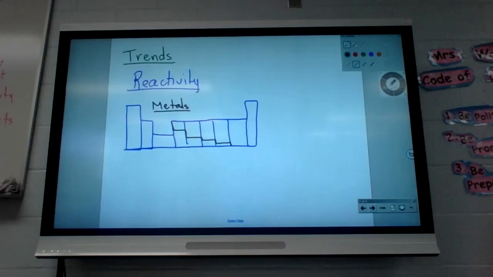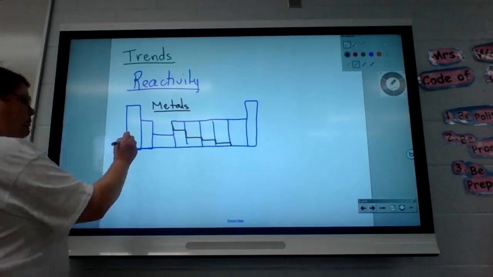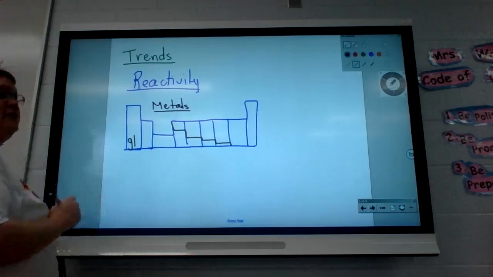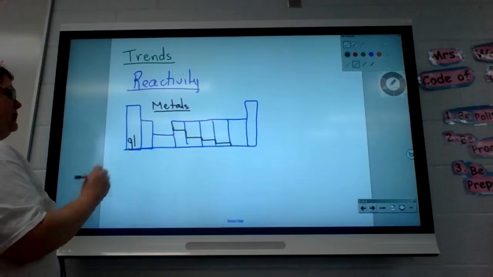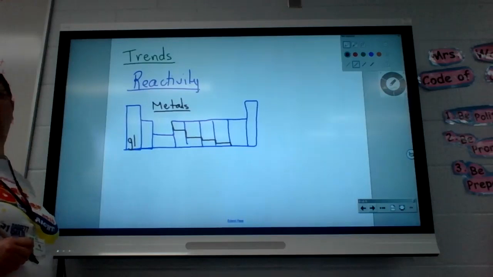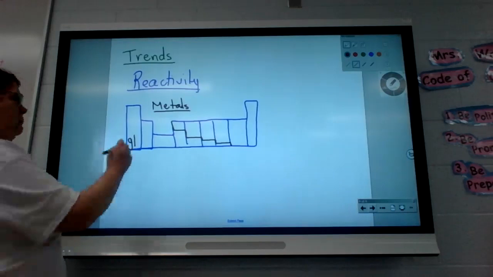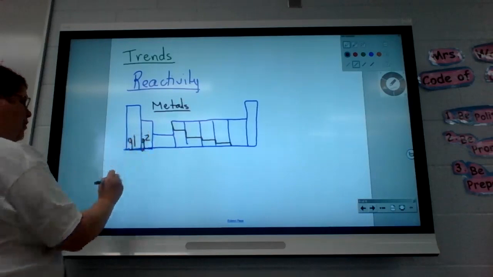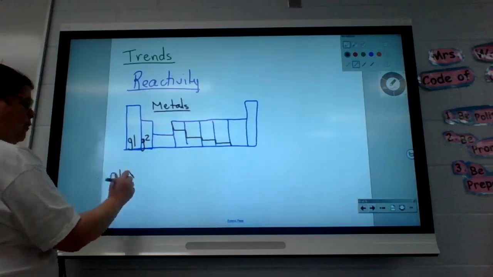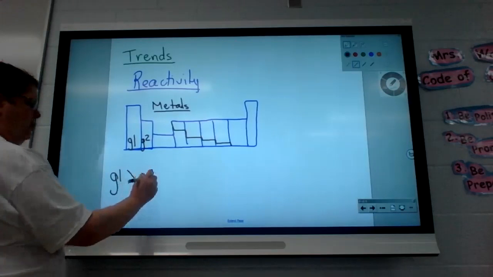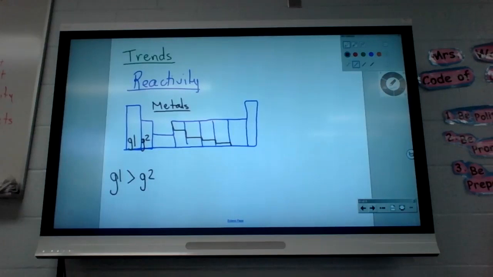Oxygen family. Okay, I see several people hold up one finger. I heard the first group over here. I hear alkali. I like those answers. So group 1 is the most reactive group. All right? So can you tell me the next most reactive group? Okay? I like that answer. So we know that group 1 is more reactive than group 2. Now we're going to lump some metals together.